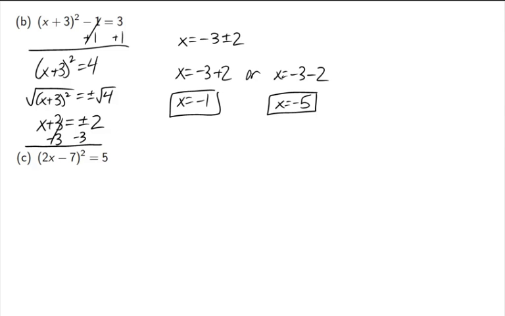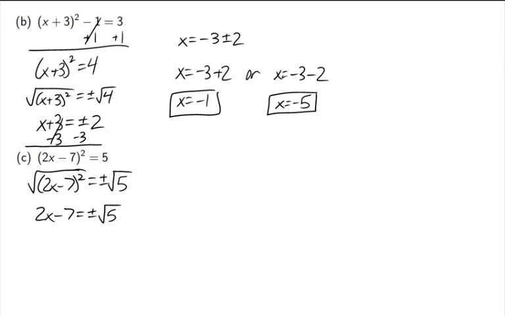Let's do another one like this. So we've got the expression so that the square is on the left side already, and the number is on the right side by itself. So I'm going to immediately start out by taking a square root of both sides, and again I need my plus or minus when I take the square root of both sides. So I'm left with 2x minus 7 equals plus or minus the square root of 5.